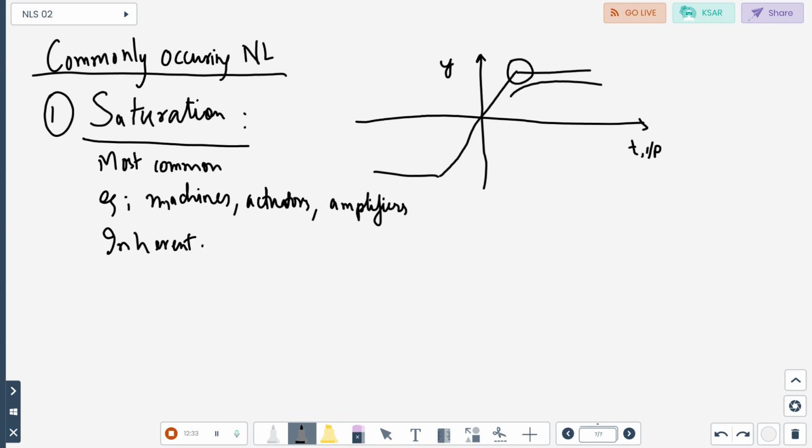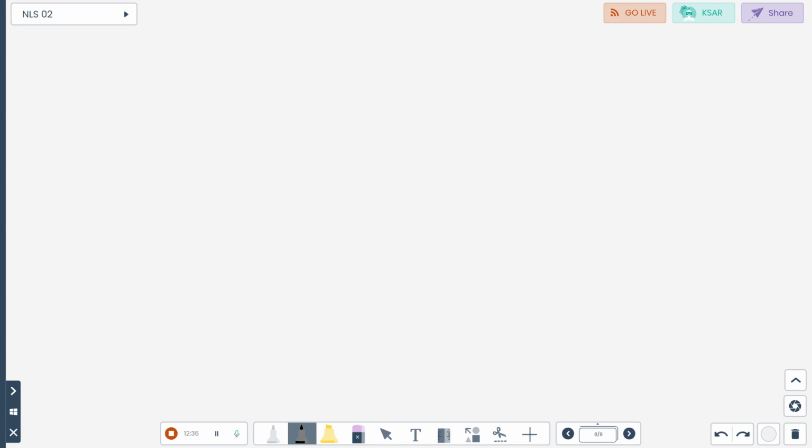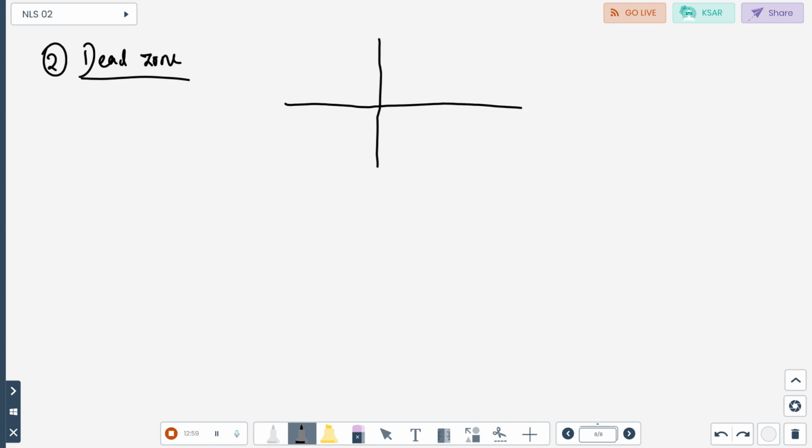The second one is a dead zone. In this case, the output response is something like this. This is how the output will vary.